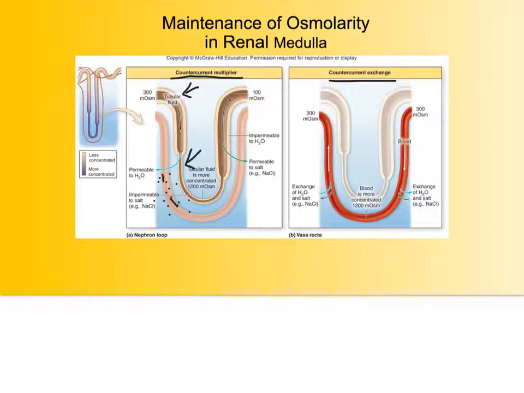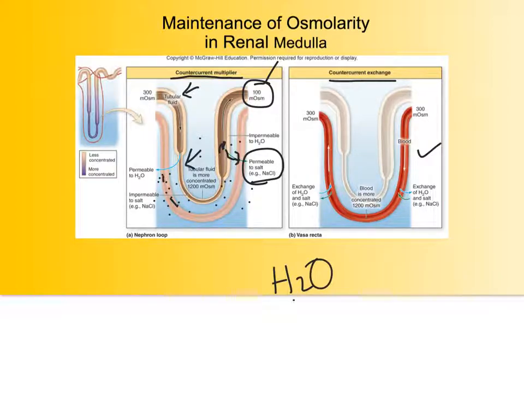Then as we go back up, this thick region is permeable to salt, so the salts will leave and go into the tissue. We end up back at a normal concentration, so we're not peeing out super concentrated urine. It's maintaining the concentration of the urine, and it's maintaining the concentration of the blood. I hope that makes sense. What I want you to know is it's all about salt and water here.